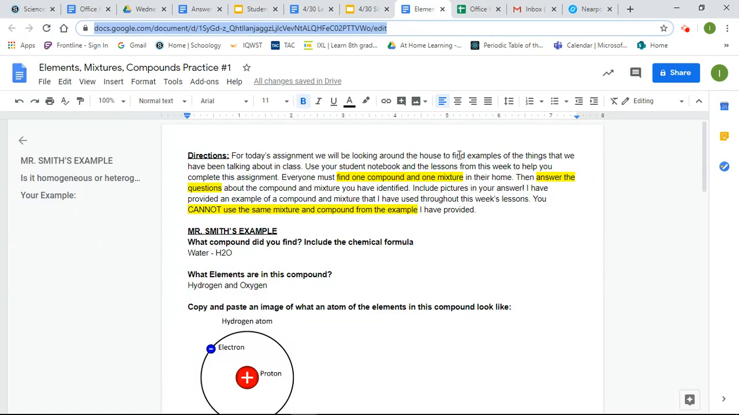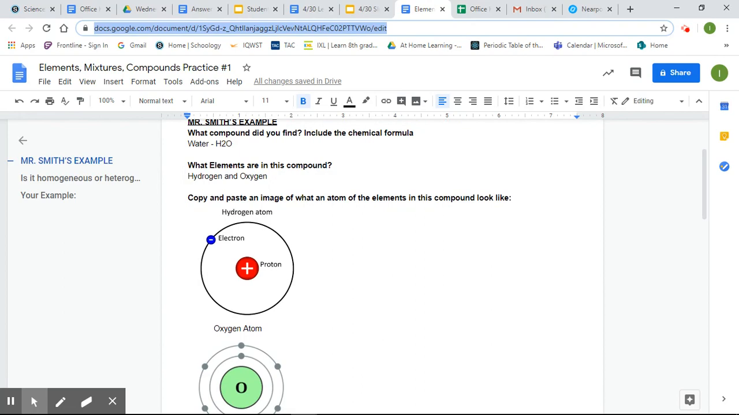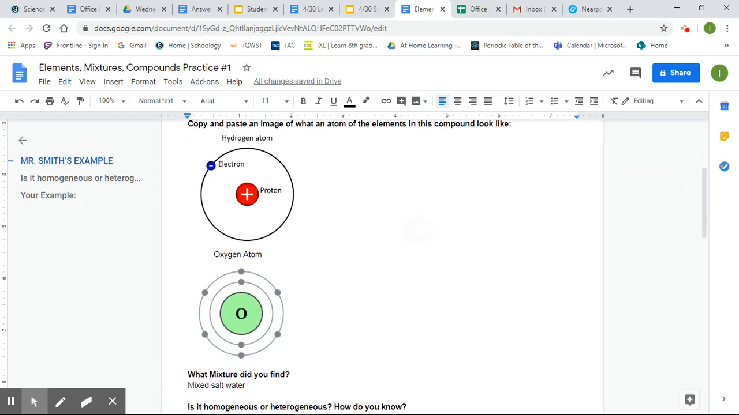So this is what the assignment looks like, and the directions are here. I've provided an example that we've been using quite frequently. You can see the compound that I found is water, and I included its chemical formula, H2O, right here. I asked, what elements are in this compound? Hydrogen and oxygen. And then I included what the atoms for those two elements would look like.